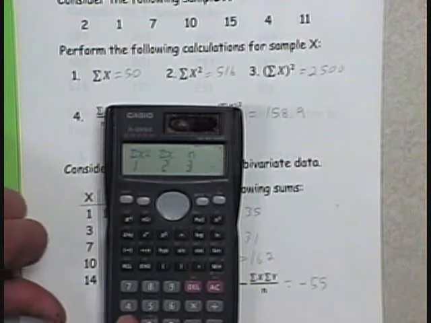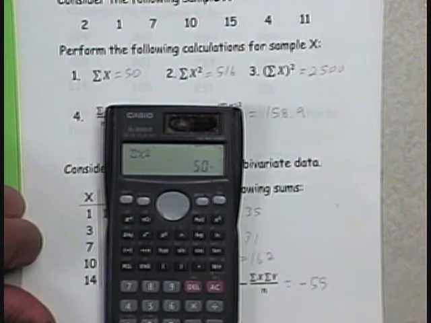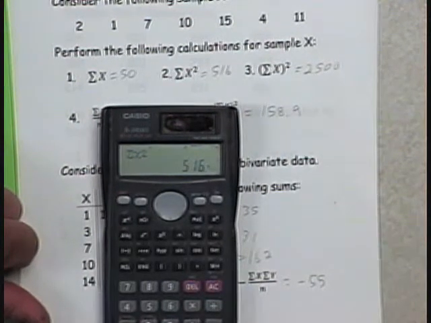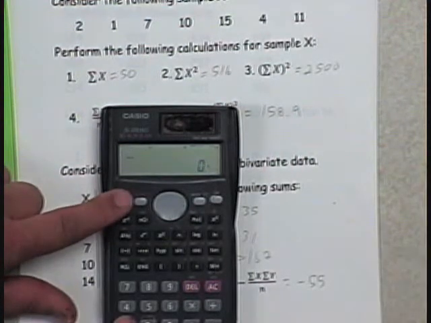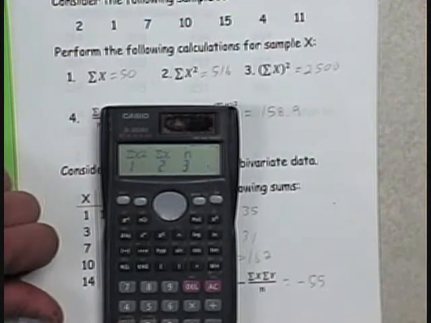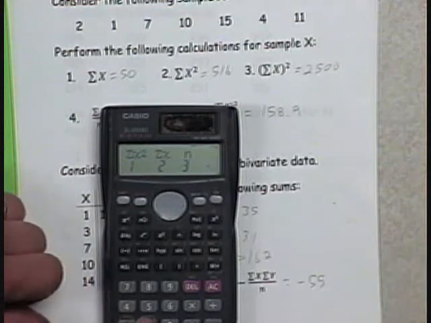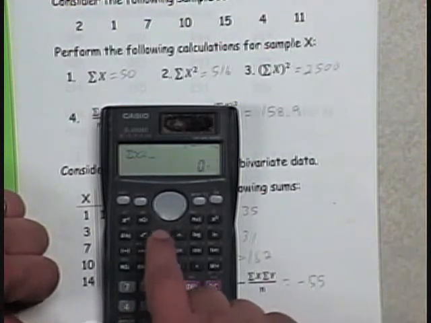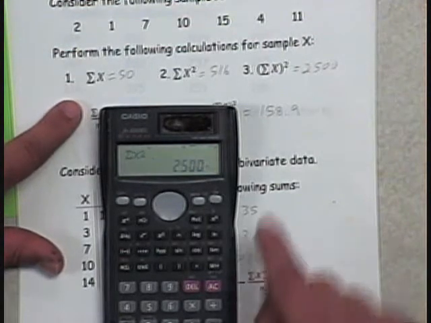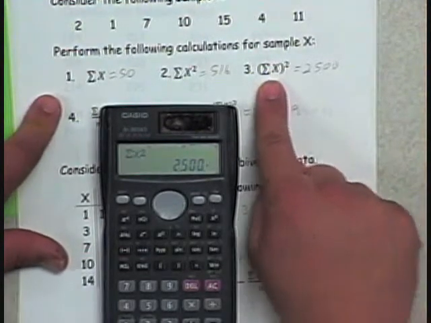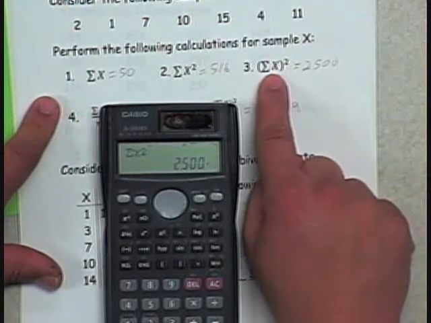And then shift 1 for the sum of x squared, it's 1, and I get that. If I want the sum of x quantity squared, I hit shift 1, and then if I do the sum of x and then I square that, it looks like the sum of x squared, but it's actually, it'll know that you hit the sum of x and it will square the quantity.